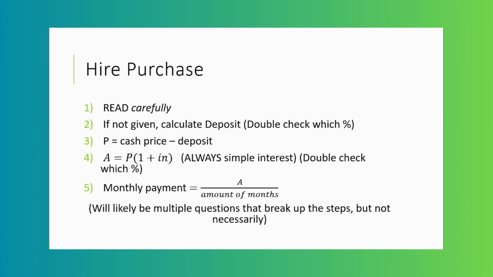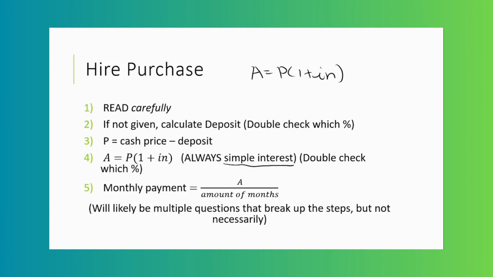Hire purchase. The first crucially important part is that hire purchase is always going to be simple interest in high school. Okay, real life is a bit more complicated, but hire purchase will always be simple interest. So off the bat, you already know which formula we're going to use, because remember we also did compound interest this year in grade 9.